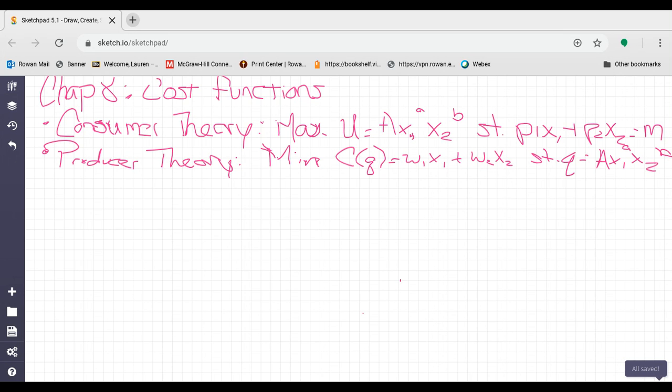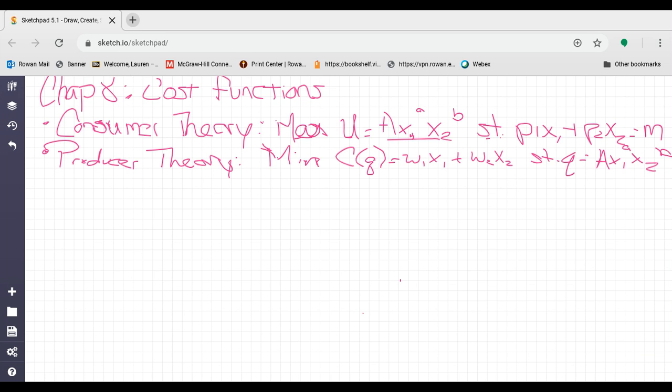If you remember, consumer theory had us answering a problem that dealt with maximizing utility, which is some function. I gave it a Cobb-Douglas utility function here. But that was subject to our spending being equal to our budget, how much we were willing to spend. So we were constrained by this.